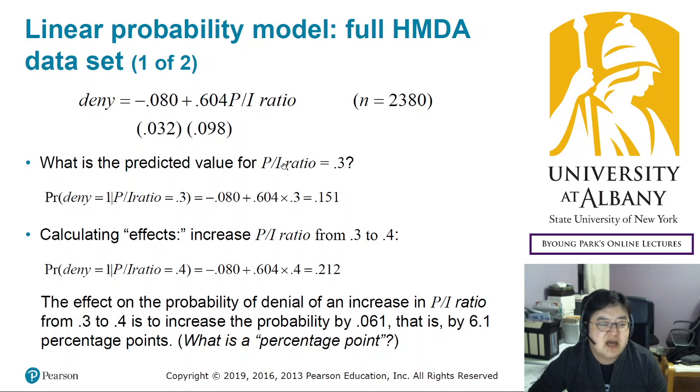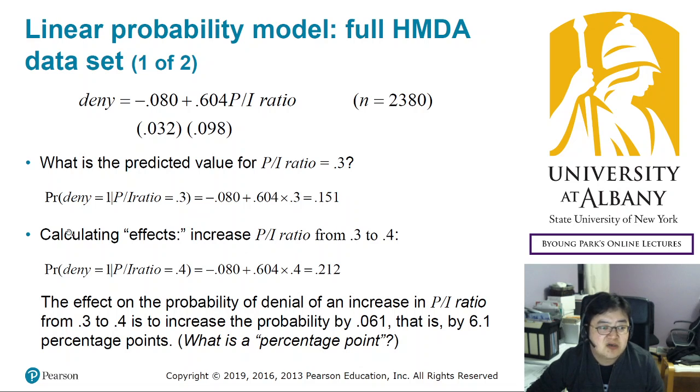So the PI ratio is 0.3, then your predicted denial probability is, just plug in 0.3 here and you obtain 0.151. It is the probability of denial. So you are likely to be rejected with 15%, but 85% is the probability of acceptance.